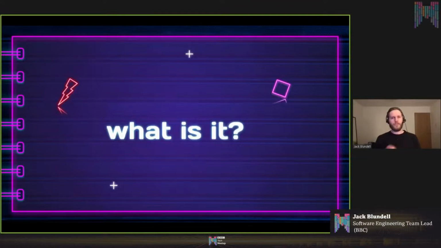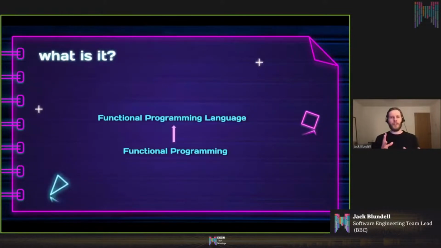So there is some controversy over the definition. So I'll give you what I consider to be functional programming, and then I'll briefly address the controversies later on. So first of all, let's distinguish the difference between functional programming and a functional programming language. A functional programming language might be something like Scala or Clojure or Haskell, whereas functional programming is a paradigm by which we can write code.